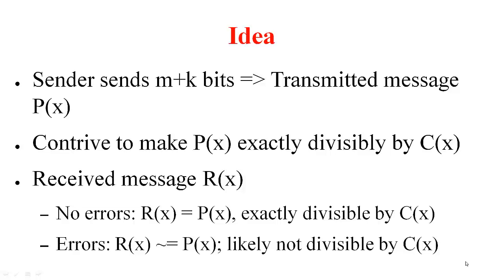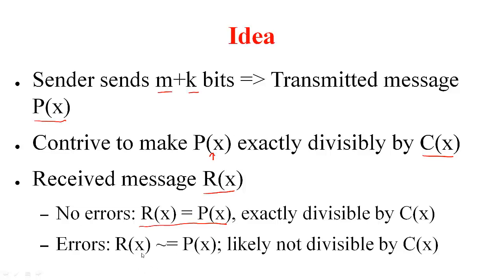So pay close attention. This is the crux of CRC. The sender sends m message bits and k redundant bits. This is the transmitted message. I'm going to represent this by this polynomial P(x). The idea here is to derive P(x) from the message such that this is exactly divisible by C(x). So when you receive a message R(x), if there are no errors, R(x) will be exactly equal to P(x), in which case it is exactly divisible by C(x).